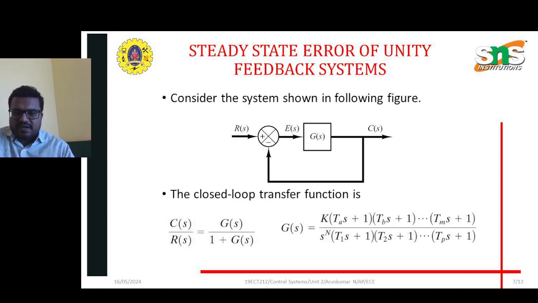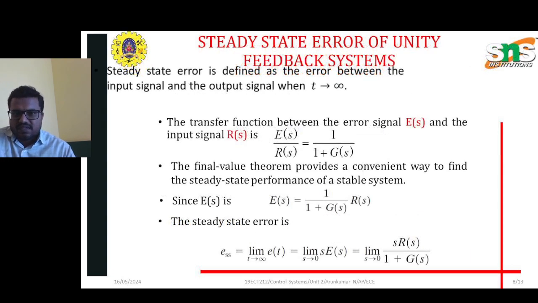The closed loop transfer function is normally represented by G of s divided by 1 plus G of s. If we have more than one transfer function in the system, they can be combined using this formula. Next, the system can be analyzed based on the following error signals. The transfer function between the error signal E of s and the input signal R of s is E of s divided by R of s equal to 1 by 1 plus G of s.